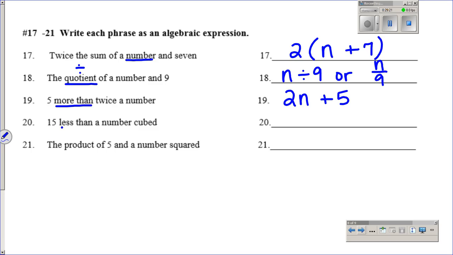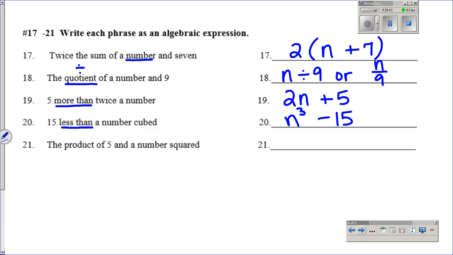So number 20, you'll see it says 15 less than. Again, less than is a turnaround word, so we actually turn around the statement. It's like we're writing it backwards. It says 15 less than a number cubed. So we're going to take the number, I'm going to use n. Cubed means raised to the third power, and then we're going to subtract 15.